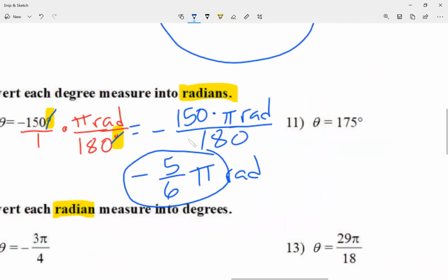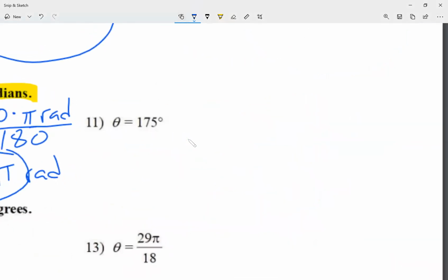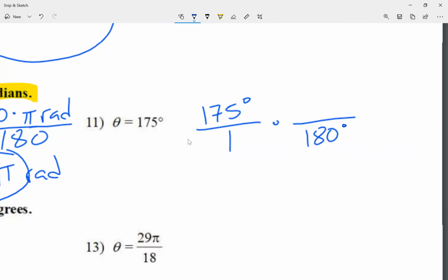All right, let me do one more example here. I want to convert 175 degrees into radians. The way I'm going to start, I'm going to go 175 degrees over 1 times a fraction. Because I want to cancel out degrees, I'm going to have degrees at the bottom. I know that 180 degrees is equal to 1 pi radians. I'm going to abbreviate this as RAD, for radians. And degrees and degrees cancel out. That's why I needed one on top, one at the bottom.